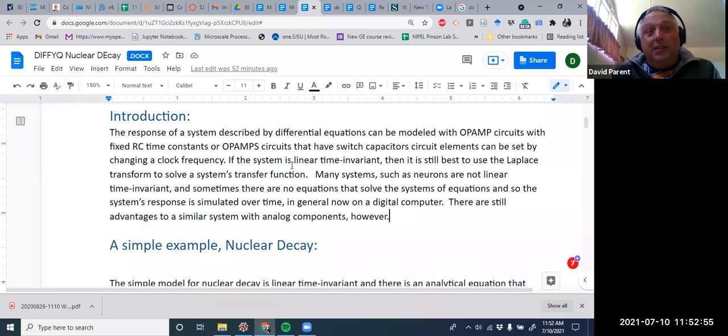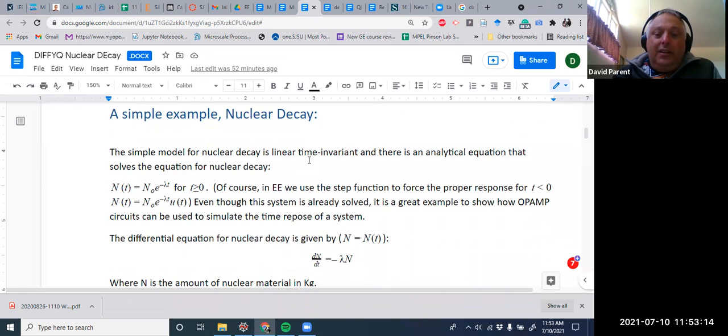Then they used a digital computer to verify that the analog was working. But that digital simulation took weeks at the time, right? Whereas the analog one did it very rapidly. It just starts running, in a sense. But I thought, let's just talk about nuclear decay because it's easy.